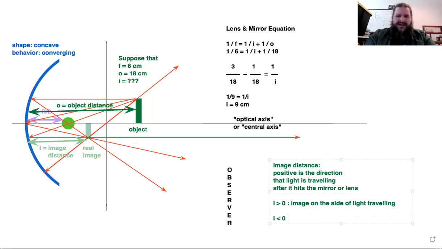Whereas image being negative would mean the image is on the dark side of the mirror. It's on the side opposite to the direction light is traveling. So that would be, in this case, an image behind the mirror. And as long as you keep those in mind, this should be true for both mirrors and lenses. Positive value for I means the image is on the side that light is traveling at the end. Negative value for I means the image is on the side opposite to the direction light is traveling. Any questions on that so far?